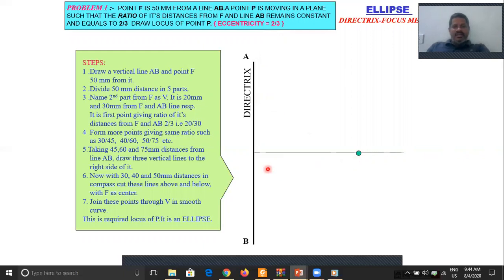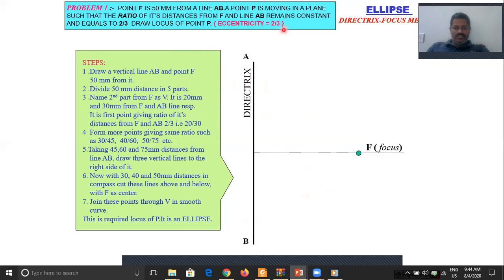Then mark a point F at a distance of 50 mm from this fixed line. So name that point as F. That is called focus. So the fixed line is called directrix, the fixed point is called focus. The distance between this directrix and focus is given in this problem as 50 mm. So mark a point F which is at a distance of 50 mm from the directrix, that is the AB line in this case.